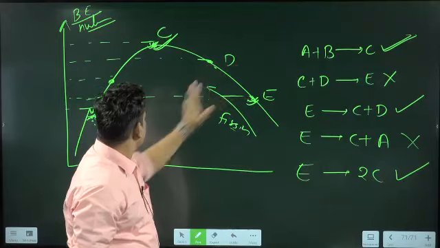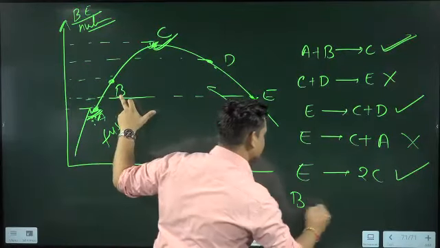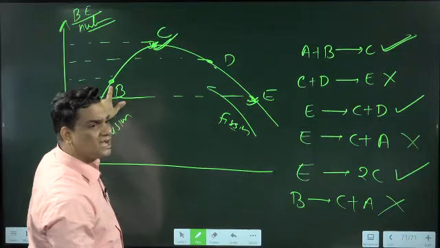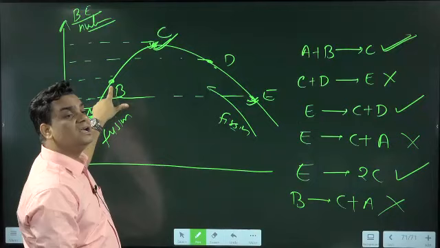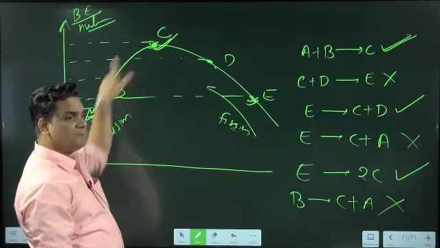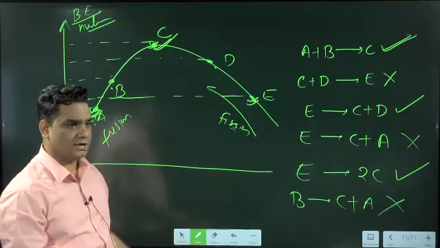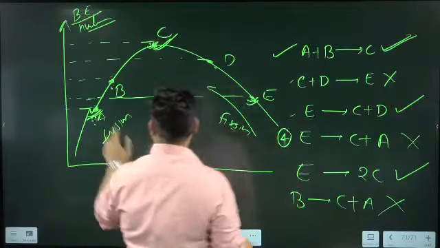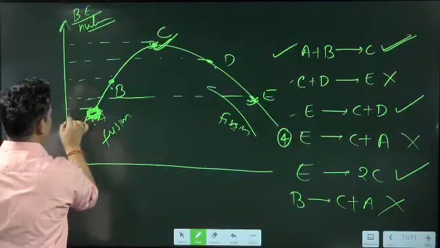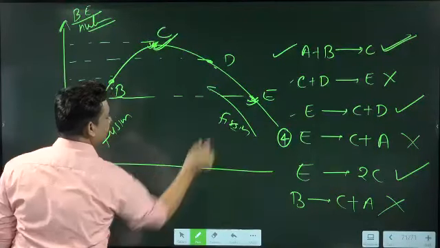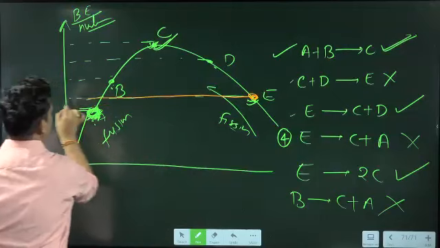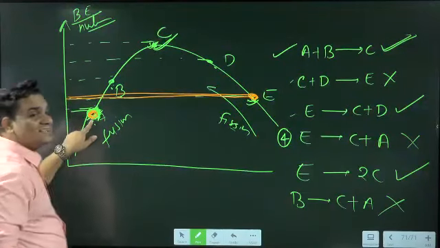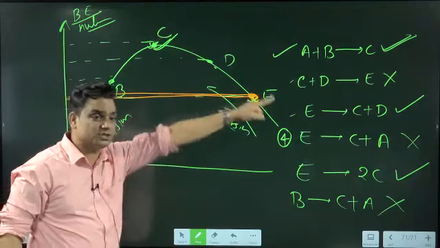But if I say B gives C plus A, possible or not possible? Not possible, because this one cannot have division. This will have only combination, and B giving C plus A is also not possible. Okay, 1, 2, 3, 4. And the fourth one, A is less stable. A is here, and C is here, E is here. So ultimately the energy of E is more than A. A is less stable than E. That's why that is not possible.